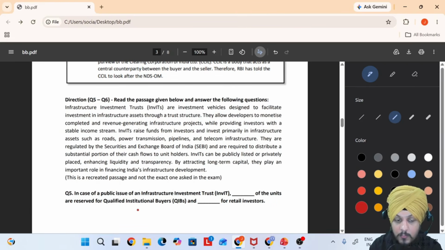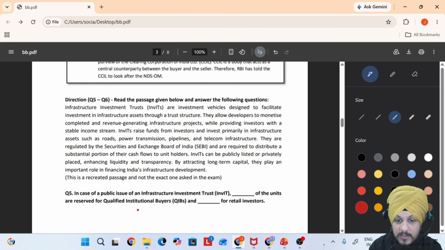Again, a passage was provided, and this passage is related to InvITs. It says that InvITs are investment vehicles designed to facilitate investment in infrastructure assets through a trust structure. They allow developers to monetize completed and revenue generating infrastructure projects while providing investors with a stable income stream. InvITs raise funds from investors and invest primarily in infrastructure assets such as road, power transmission, pipelines, and telecom infrastructure.